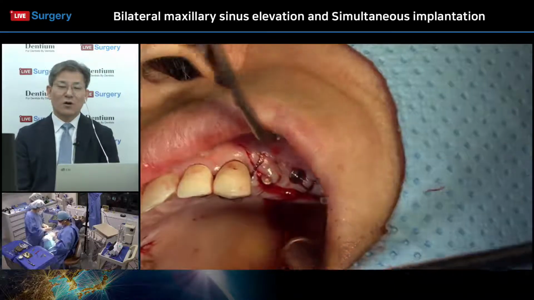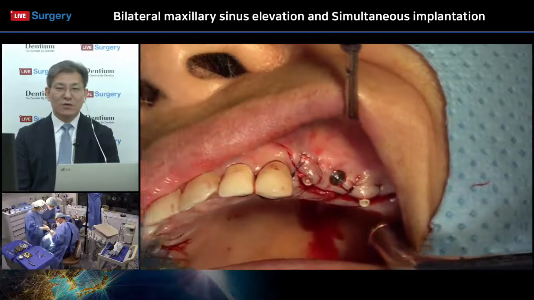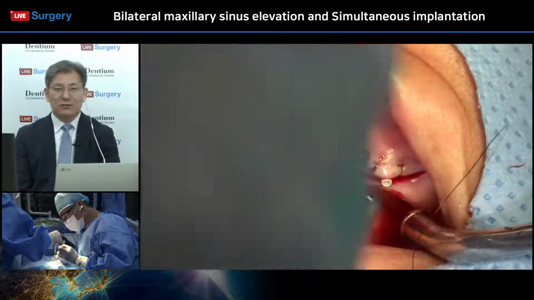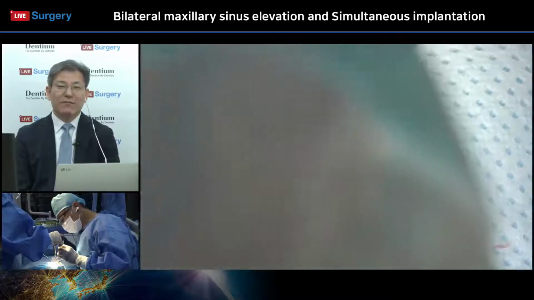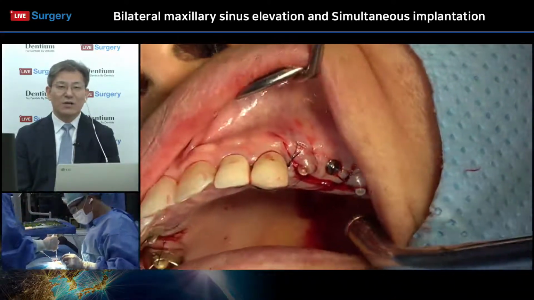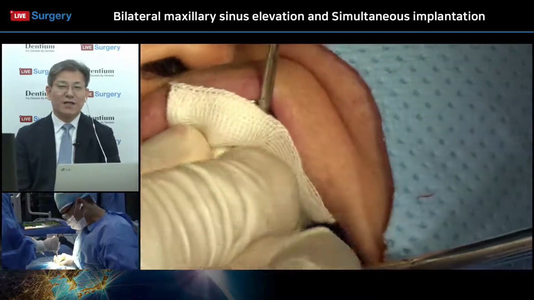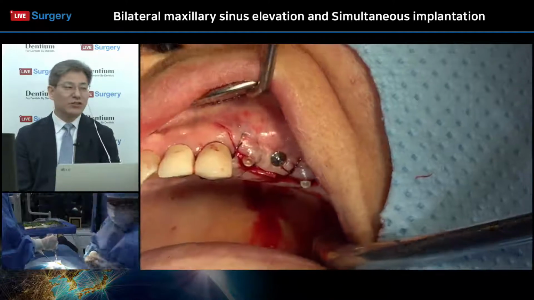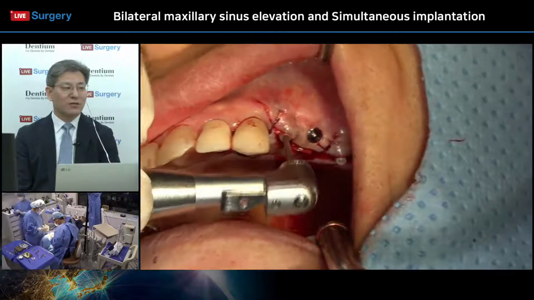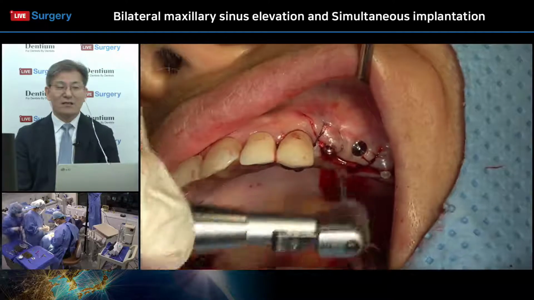As far as I know, this collagen membrane is so strong and has a very friendly tendency to the flap and soft tissues. So with a small exposure of the collagen membrane, it always promotes healing of the soft tissues, right? So don't worry about a small exposure of the collagen membrane. It is not the critical part.